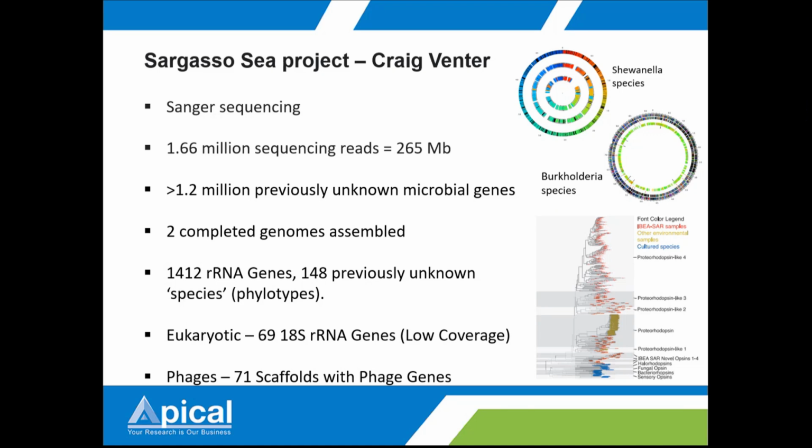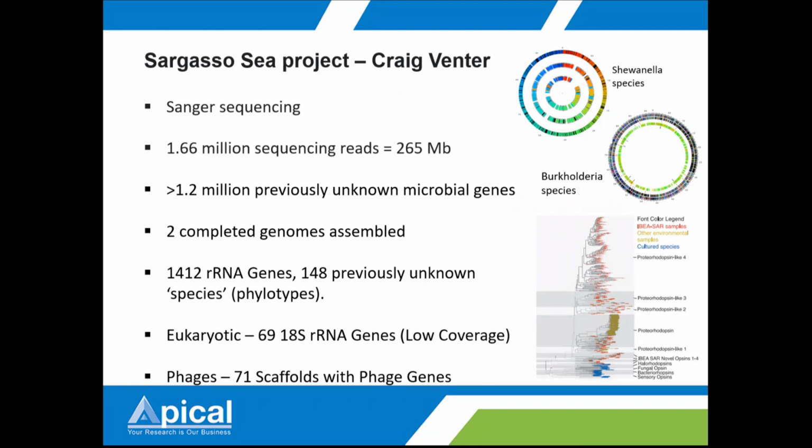So from this project, he used the Sanger sequencing platform to sequence all this metagenome. He sequenced about 1.66 million sequence reads, which is equal to 265 MB. In the year 2000, 265 MB was considered quite huge, because we were sequencing using the Sanger platform. It took years to complete this project. From these findings, he identified about 1.2 million previously unknown microbial genes. 1.2 million is very huge.